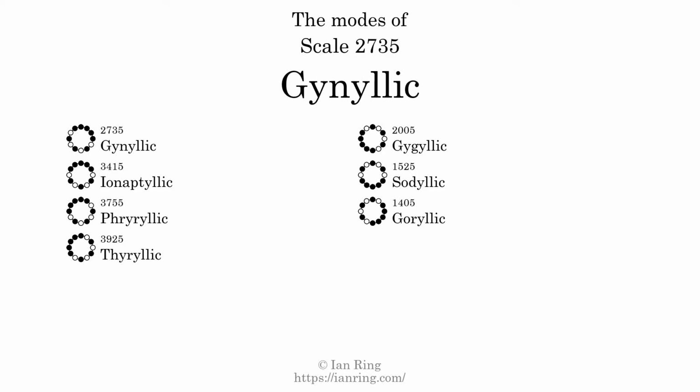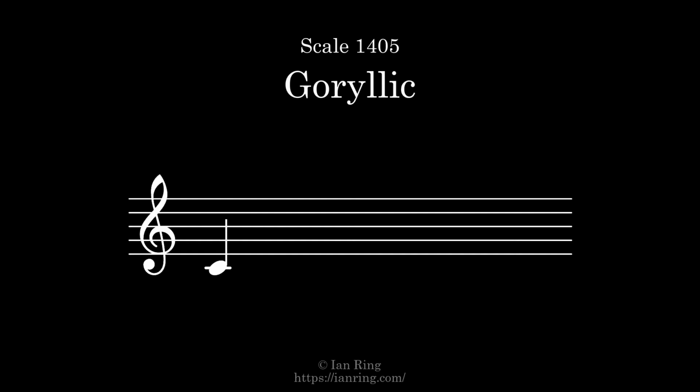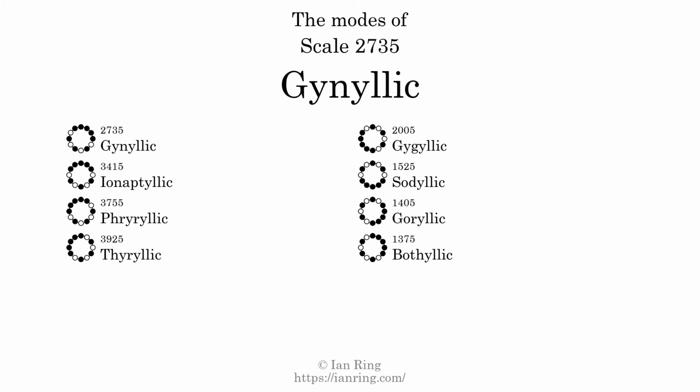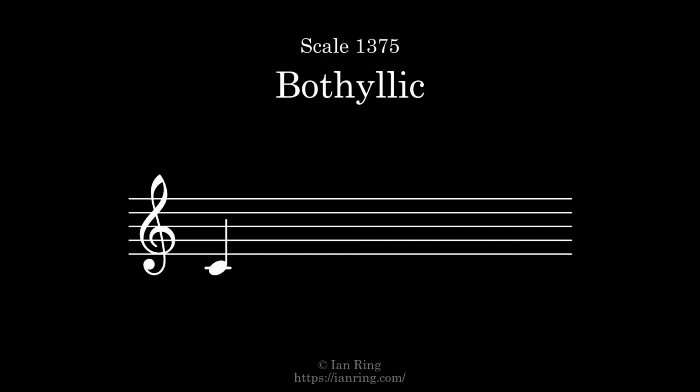The seventh mode is scale 1405, also known as Gynyllic. It sounds like this. The eighth and last mode is scale 1375, also known as Bathylic. It sounds like this.